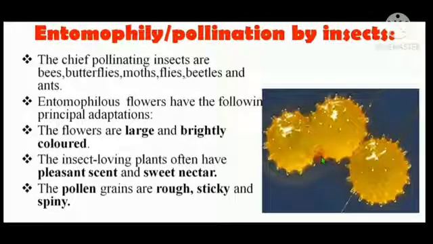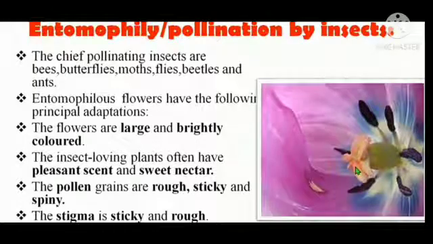The insect loving plants often have pleasant scent and sweet nectar. The pollen grains are rough, sticky and spiny, so that they can easily stick to the legs or wings of the insects. And the stigma is sticky and rough, as in the case of China rose, lotus, roses, etc.